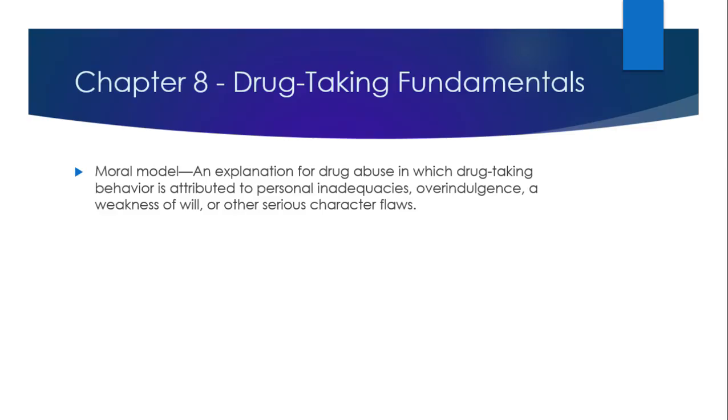First of all, we'll use the traditional model, which the textbook is referring to as a moral model. I suppose you could also name it something like a free choice or free agency model. What we mean by that is an explanation for drug abuse in which drug-taking behavior is attributed to personal inadequacies, overindulgence, a weakness of the will, or other serious character flaws. So, that's a little bit of a negative spin on it. We're trying to take all perspectives seriously.